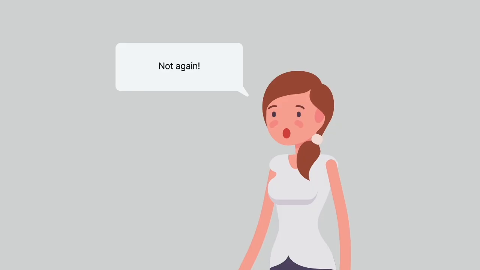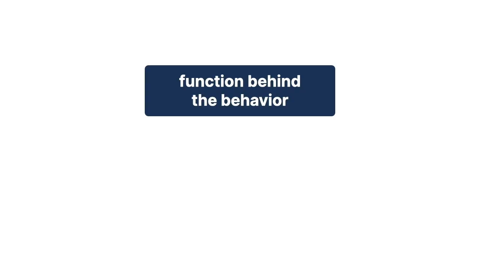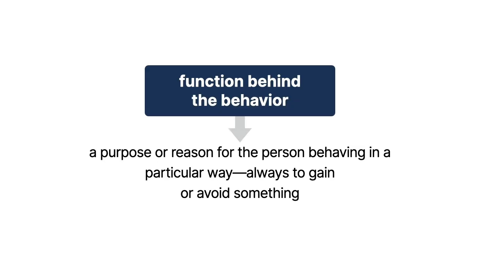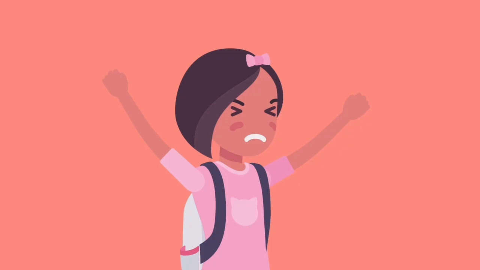Just as all communication sends a message, so does behavior. When a person behaves and/or communicates, they're trying to meet a need. This is referred to as having a function behind the behavior. In other words, there's a purpose or reason for the person behaving that way, and it's always to gain or avoid something. Unfortunately, sometimes the behaviors people exhibit are not always good behaviors.